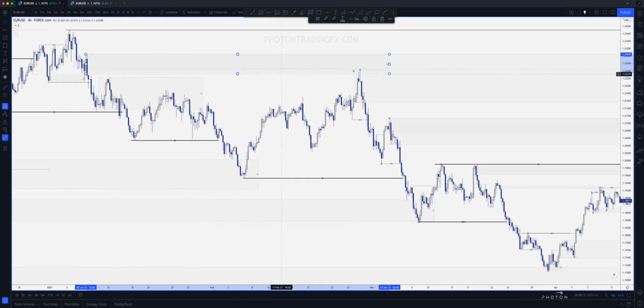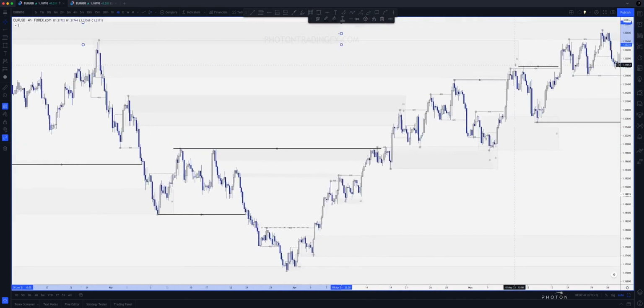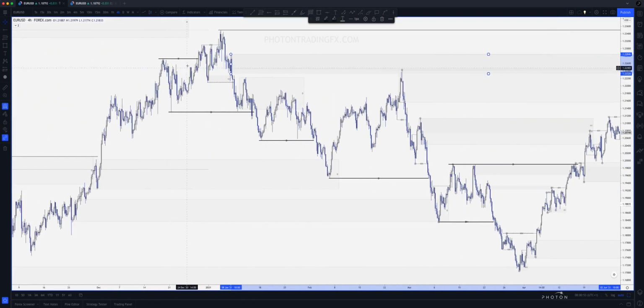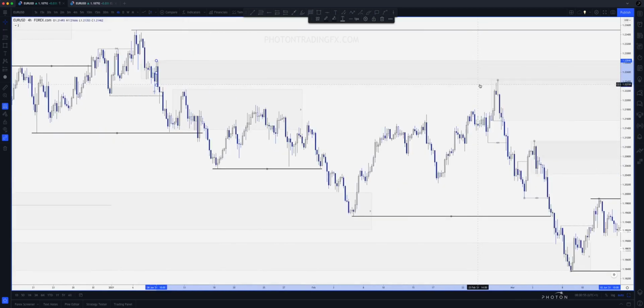But remember, there's always a lot more orders within here. So even if sometimes a zone is just tapped on the distal, price can still use more orders within the zone later on. So if we drag that across, we can see that's where that daily reversal finally kicked in.